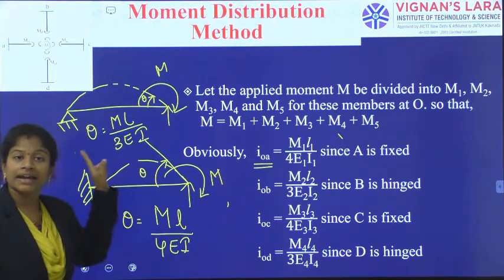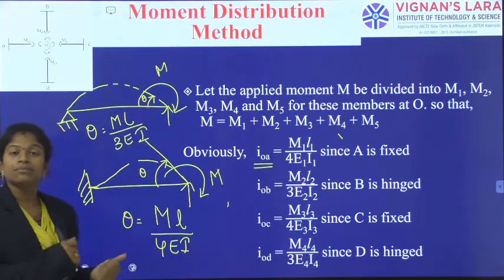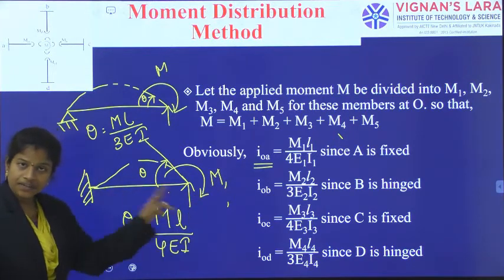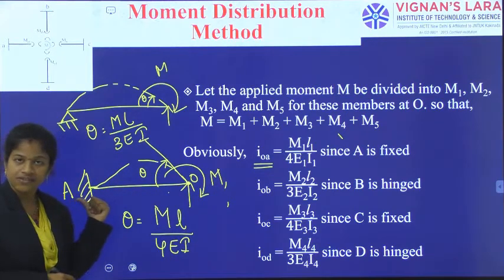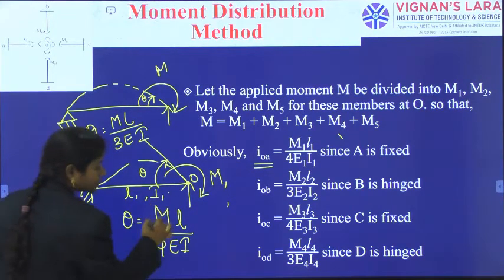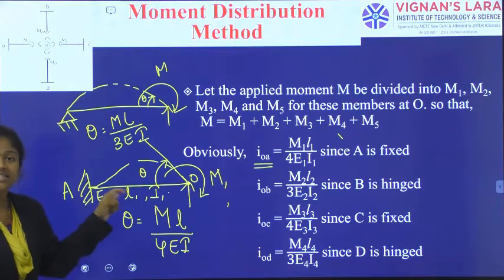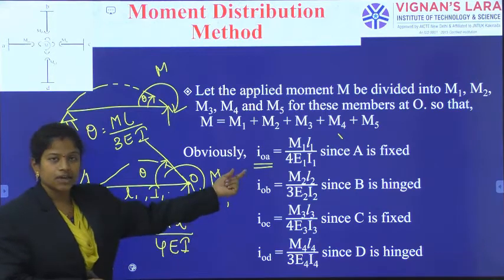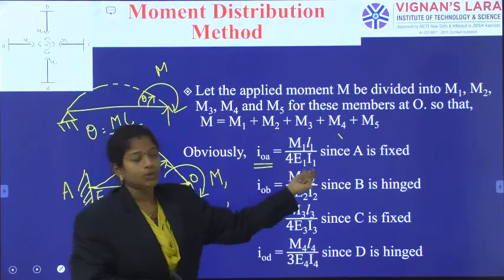When the farther end is fixed, nothing but for the OA segment, IOA is equal to what? What is the moment taken by the OA member? The OA member is taking moment M1. It is O and it is A, which is fixed, with length L1, moment of inertia I1 and Young's modulus E1. What is the slope at this O joint due to the application of M1? That is IOA equal to M1 into L1 by 4 E1 into I1.